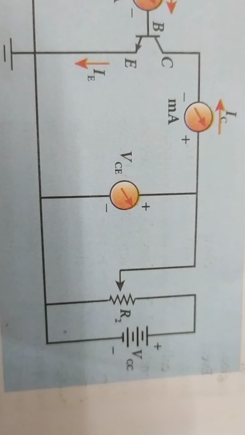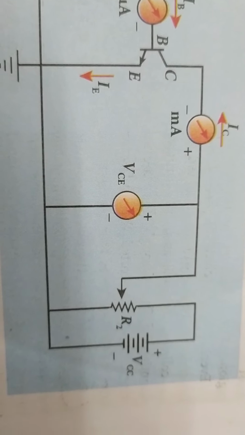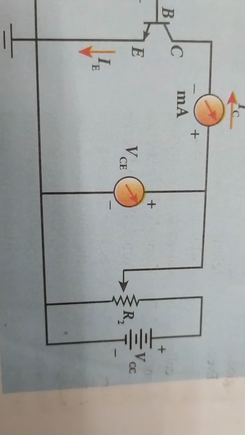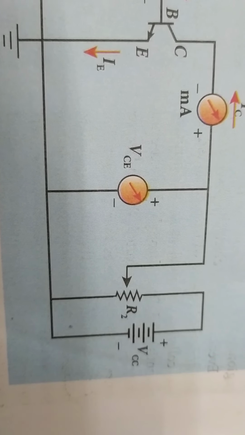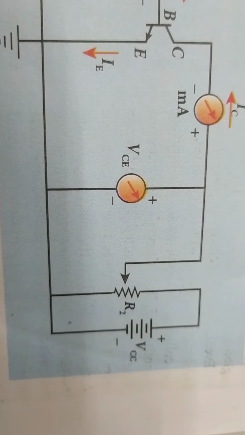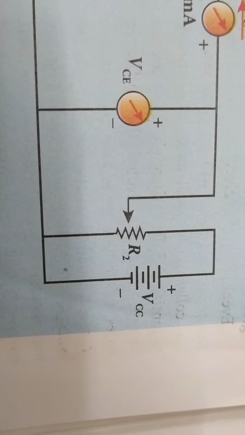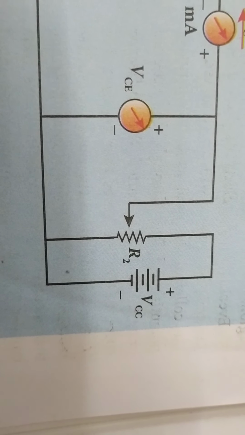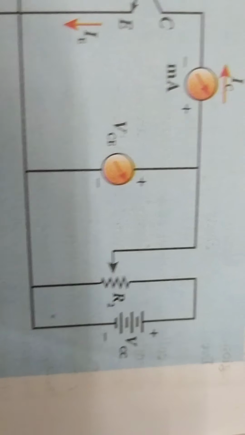And in the output side you have a milliammeter because the current is increased. Here it is a microammeter, here it is a milliammeter, and VCE is used to find out the junction potential between the collector and emitter, and here is the supply voltage VCC, and using the rheostat R2 you can change the values of VCE. So this is about the circuit diagram.